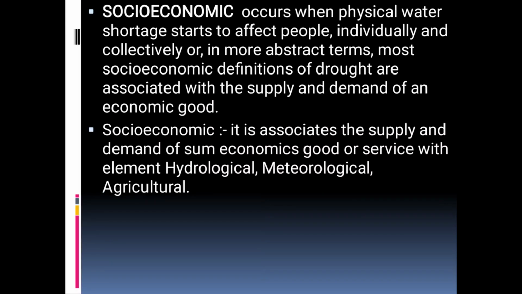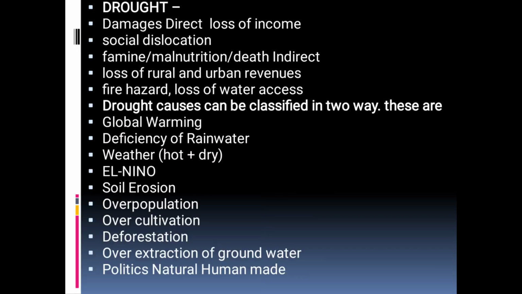Next one, socio-economic drought. It occurs when physical water shortage starts to affect people individually and collectively, or in other, more abstract terms. Most socio-economic definitions of drought are associated with the supply and demand of an economic good. Socio-economic drought is associated with the supply and demand of some economic goods or services, with elements of hydrological, meteorological and agricultural drought as well.